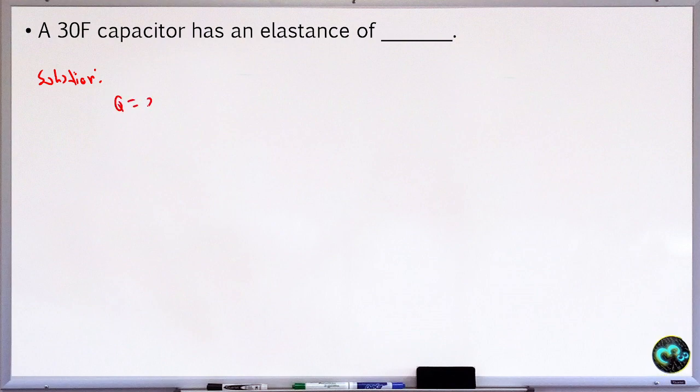So Q is equals to, or C pala, bakit Q? Ano ba yan? So, Q is equal, bakit Q pa rin? Dapat C, ano ba yan? Yan.